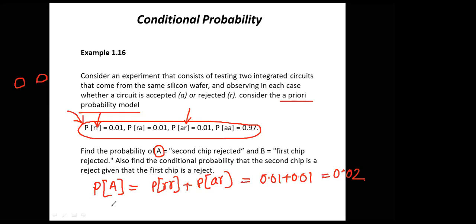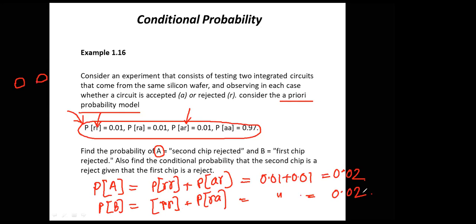Now what is the probability of B? Probability of RR plus probability of RA, a similar kind of thing, because this is the first chip rejected. Similar result. So finding probability of A and probability of B is very easy.